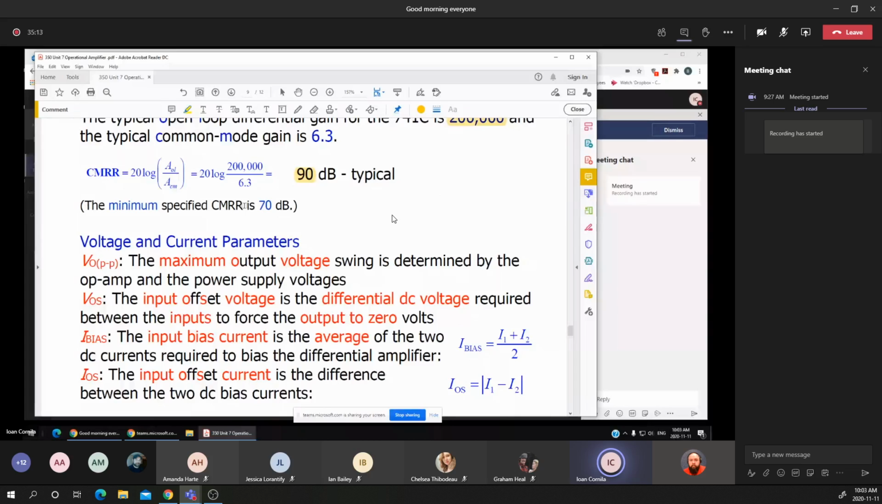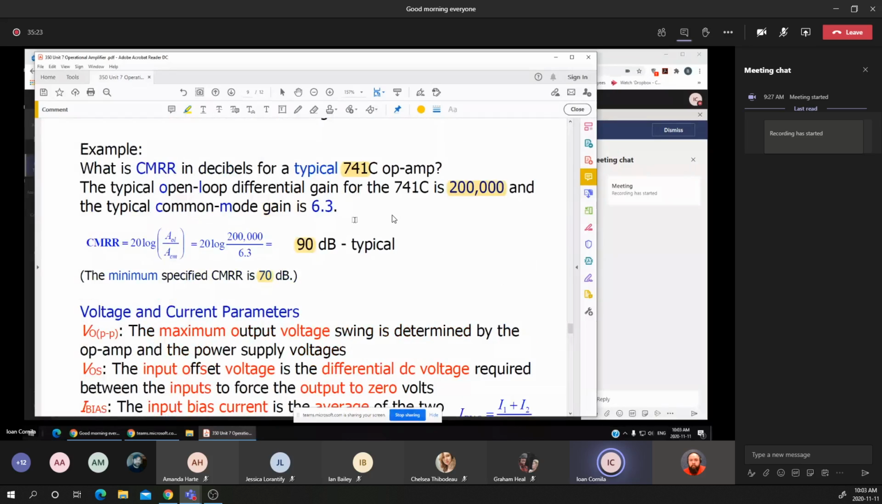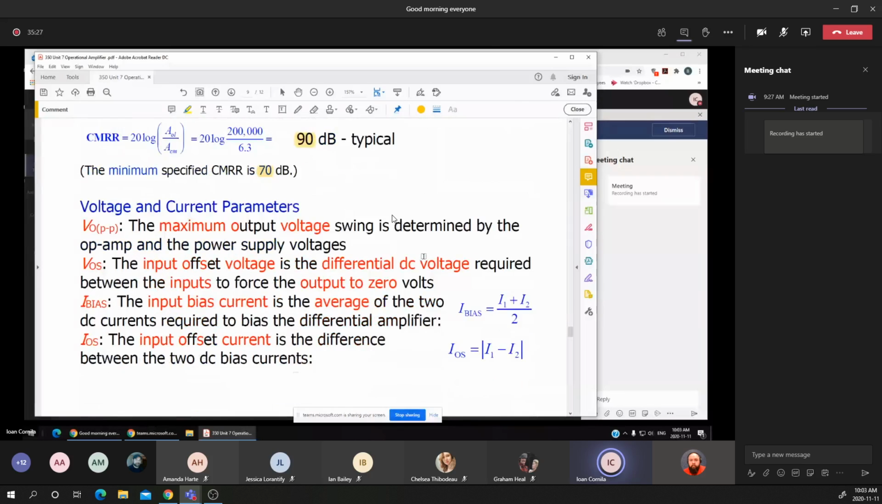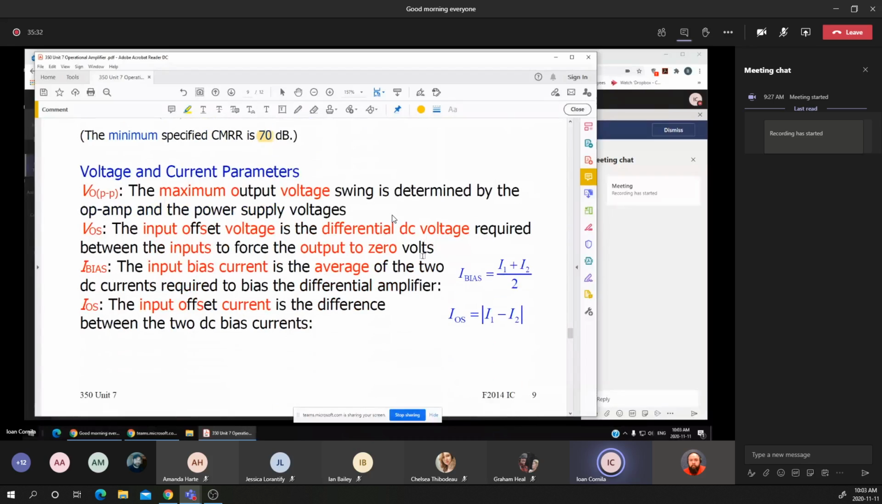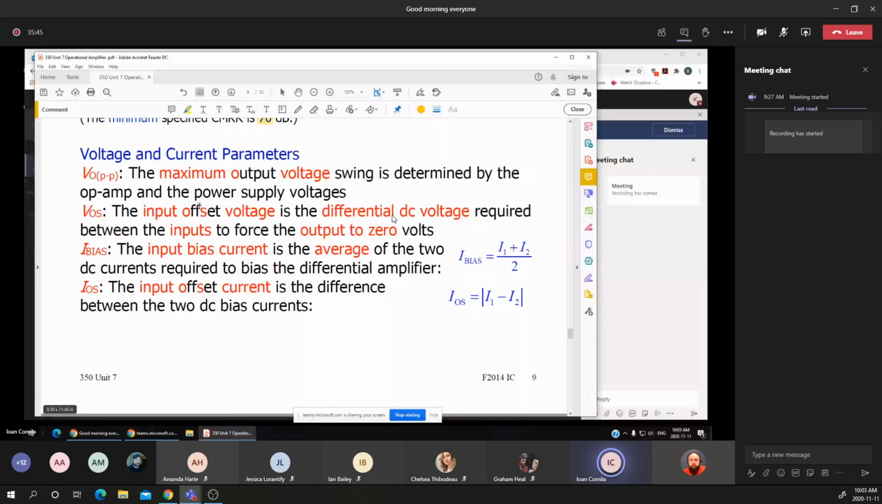The minimum value specified for the 741, and I put that in writing just to give you an idea, is about 70. In our examples, we'll use some values that are closer to the practical or real values for those parameters, for the CMRR, for example. There are some other parameters, but again, I'm not using them intensively in this course, just to give you an idea about them.